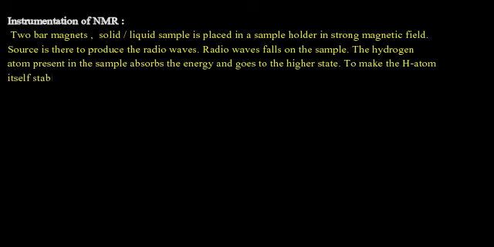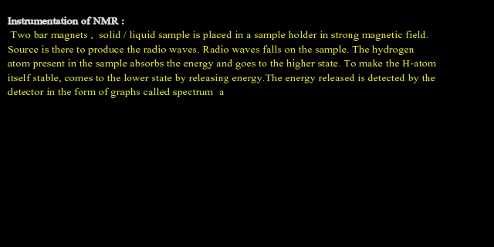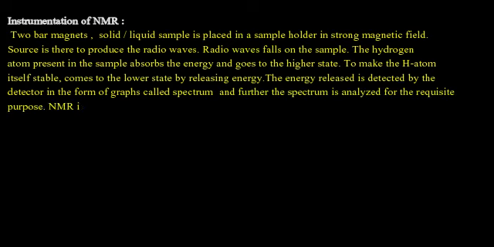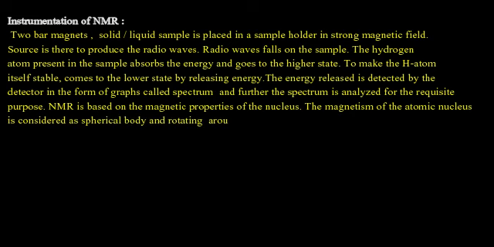The hydrogen atom present in the sample absorbs the energy and goes to the higher state. To make itself stable, the hydrogen atom comes to the lower state by releasing energy. The energy released is detected by the detector in the form of a graph called a spectrum, and the spectrum is analyzed for the requisite purpose. NMR is based on the magnetic properties of the nucleus.